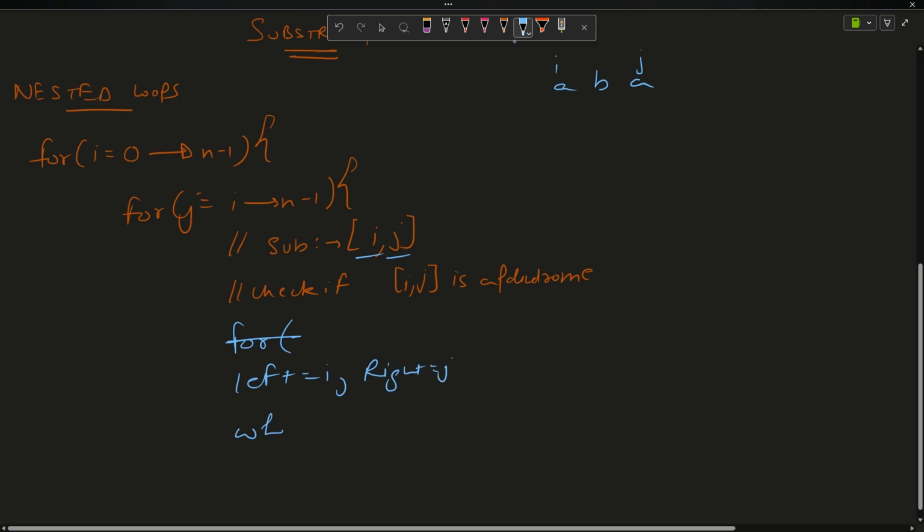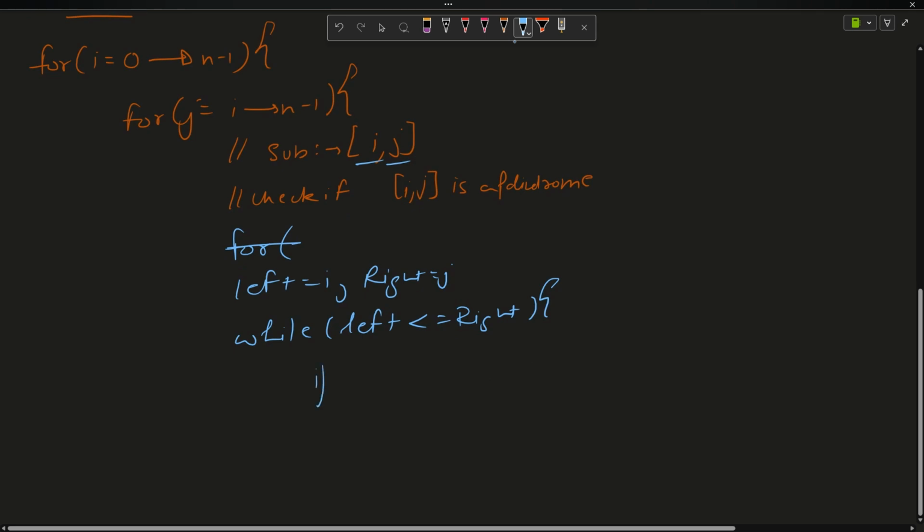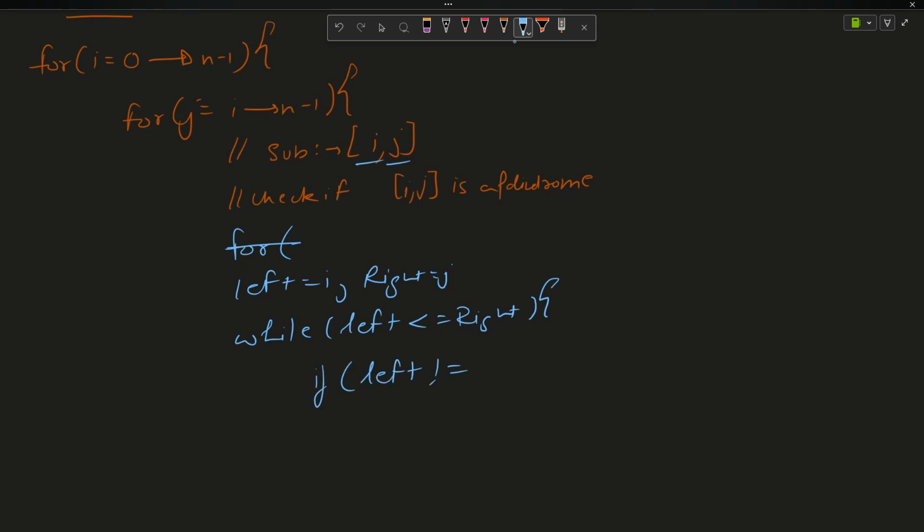Now, while my left is less than or equal to right, if s of left is not equal to s of right, I will break. That means it is not a palindrome. Otherwise, it is a palindrome if the whole loop runs fine. So what is the time complexity? I will not write this whole code because I think that is very easy for you to write.